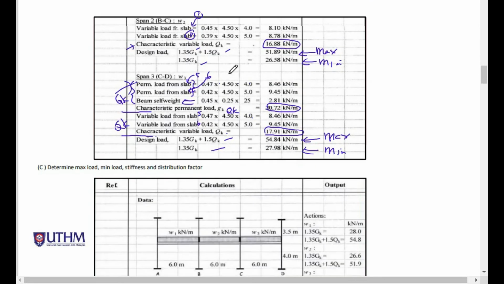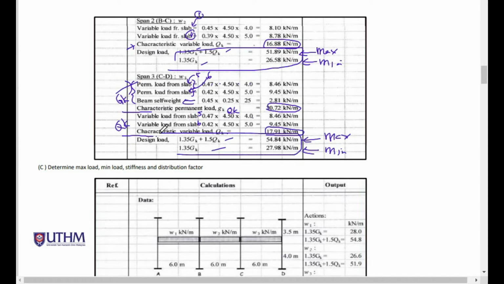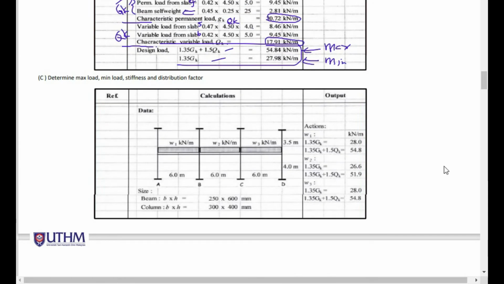To make it easier to proceed with the next analysis, you copy this one. Next, copy this value and also this value and summarize it as shown here. This is the summary, the final output from this analysis. So this is W1, W2 for span number 2, and this is span number 3. For each span, given here the minimum and also maximum according to the span.